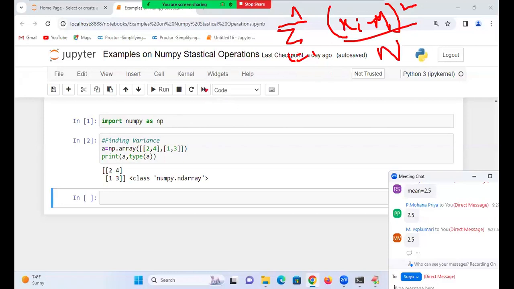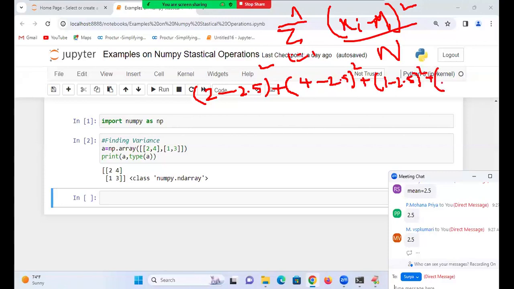2 minus 2.5 whole square. Concentrate on everything. Sir will calculate; I will just watch, red color or blue color, all these things. Done. Next is 4 minus 2.5 whole square, plus 1 minus 2.5 whole square, plus 3 minus 2.5 whole square.